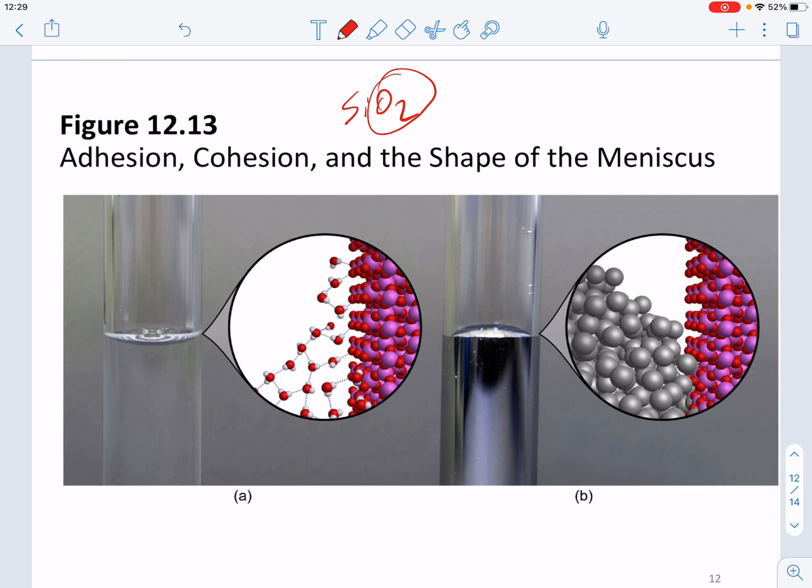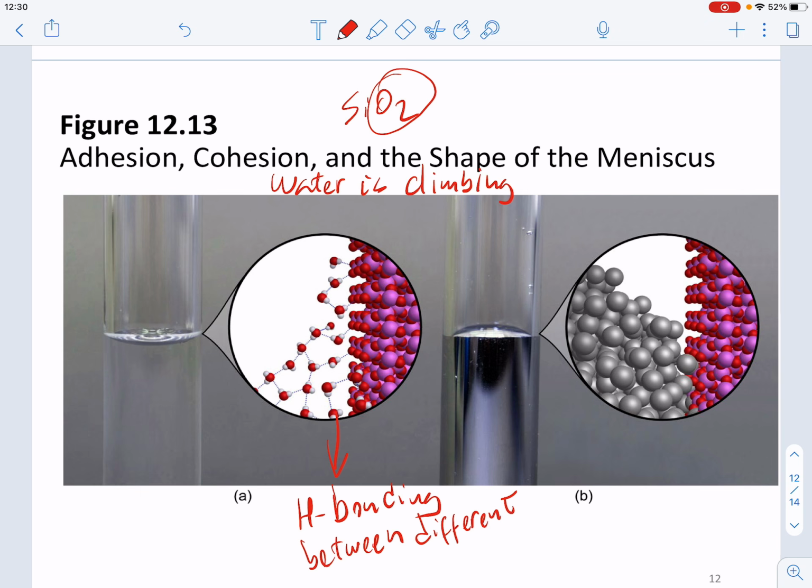Hydrogen bonding between different particles, meaning different substances. So that's what's going on here, okay? This is hydrogen bonding between different substances. So in a way, these adhesion forces, because it's different materials, are strong, and basically what water is doing here, water is climbing up the tube with the help of these strong intermolecular forces, or adhesion forces, with the walls of that glass tube, okay?